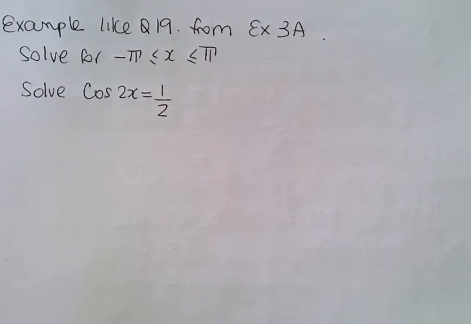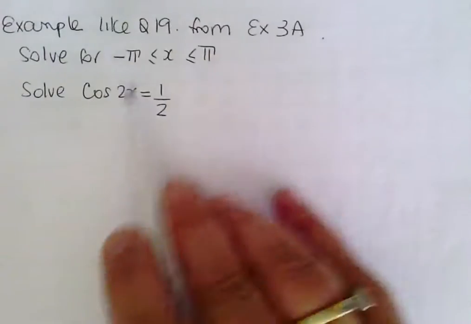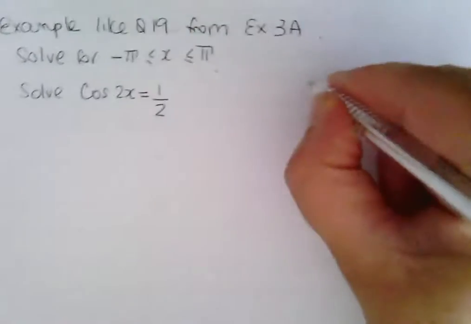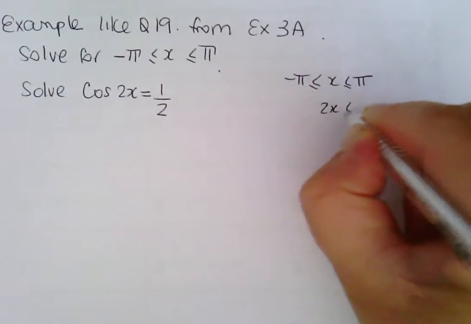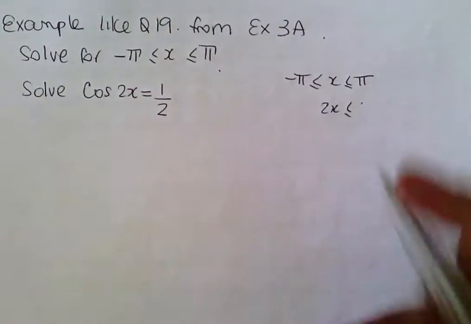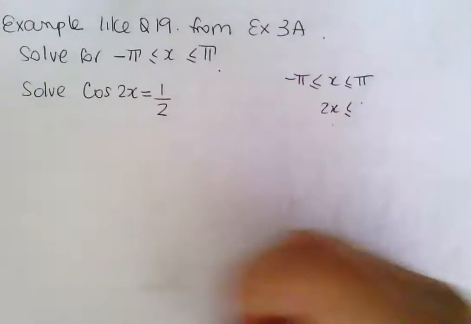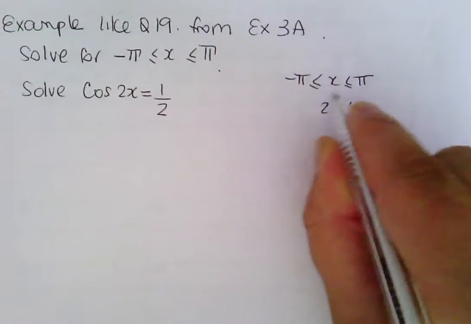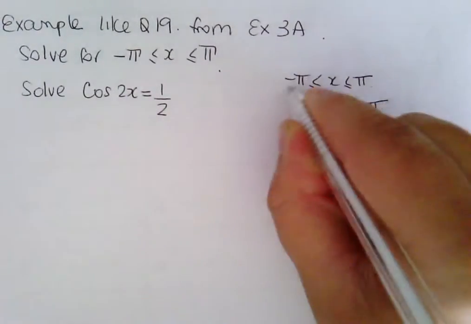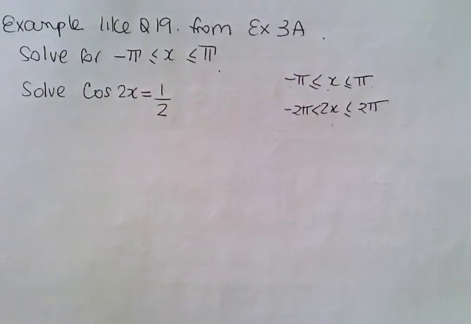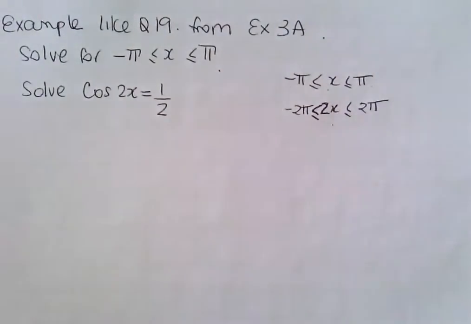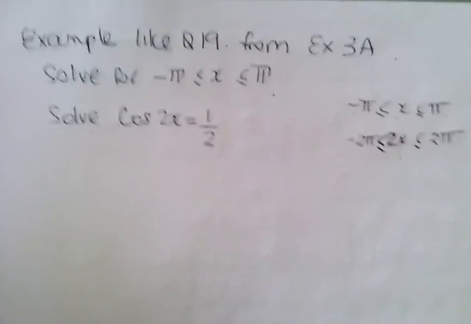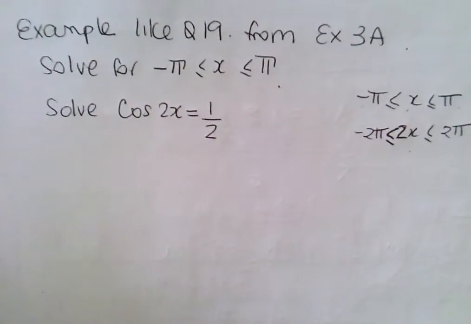All right, what do you do? Well, we've got to change the domain because this is for x. So if that's the domain for x, what's the domain for 2x? It's doubling. To go from x to 2x, I'm doubling. Times this by 2, times that by 2. In other words, we're going twice around the circle. I've got negative 2 pi is less than or equal to 2x, which is less than or equal to 2 pi.